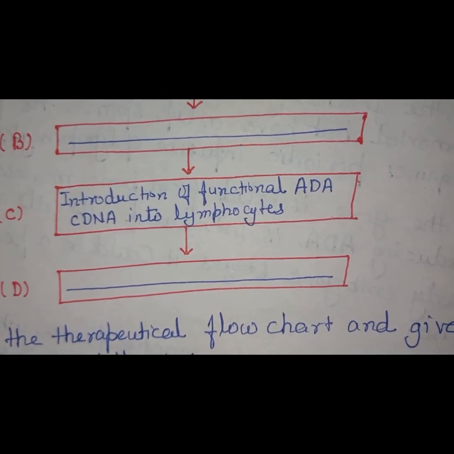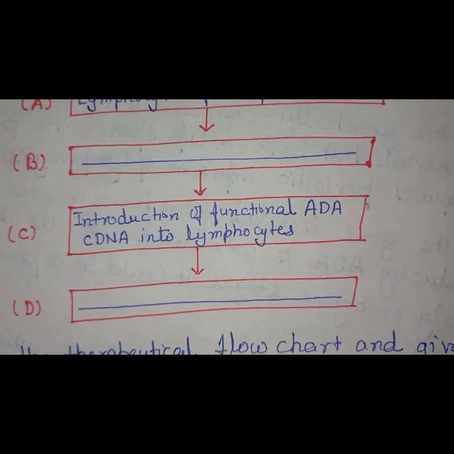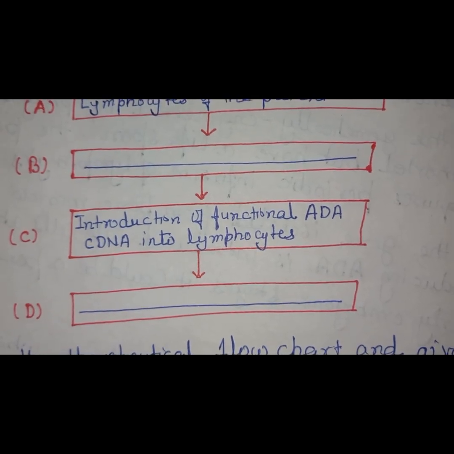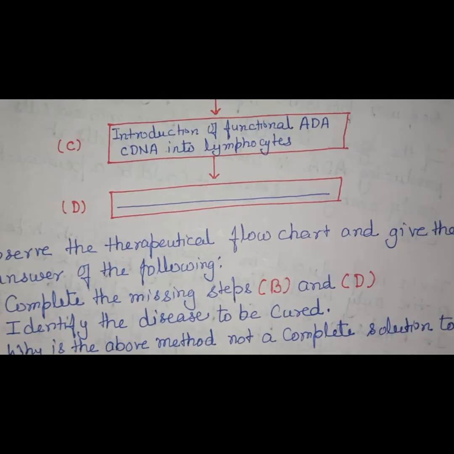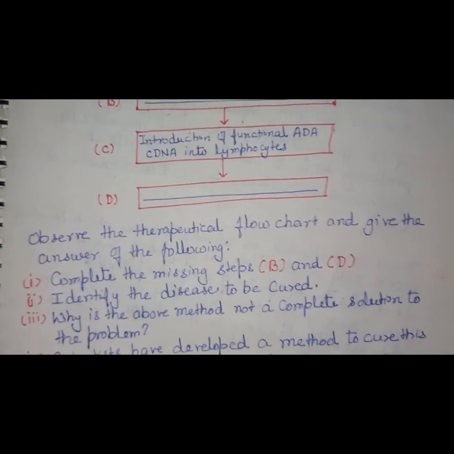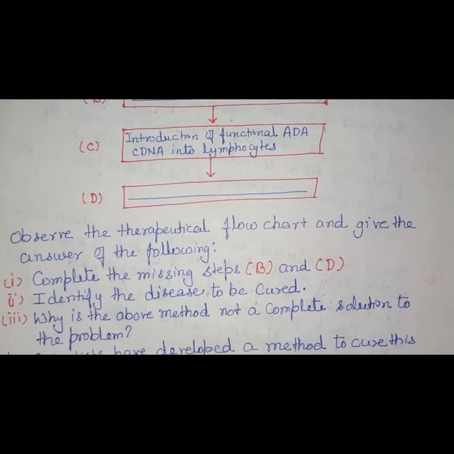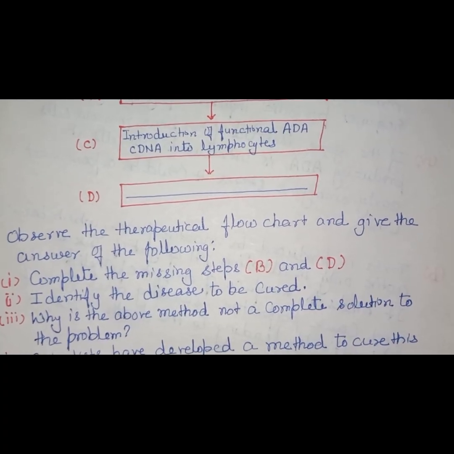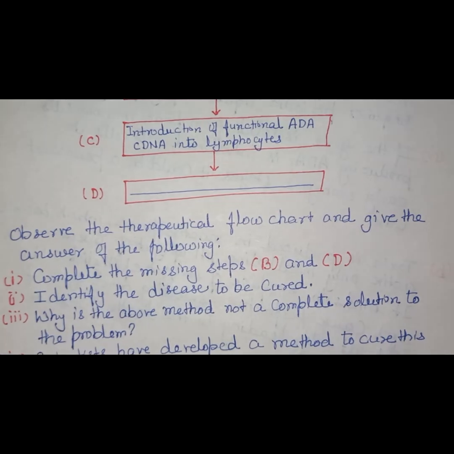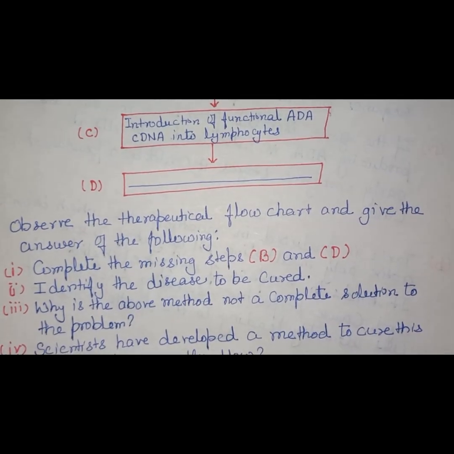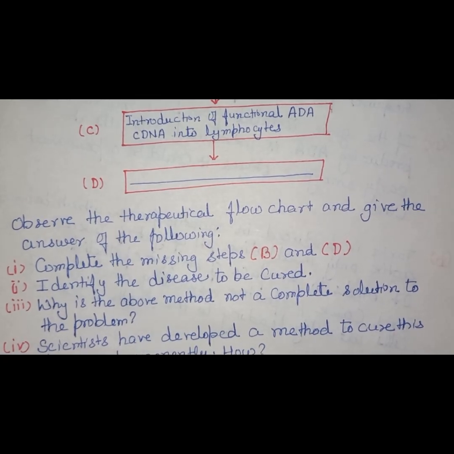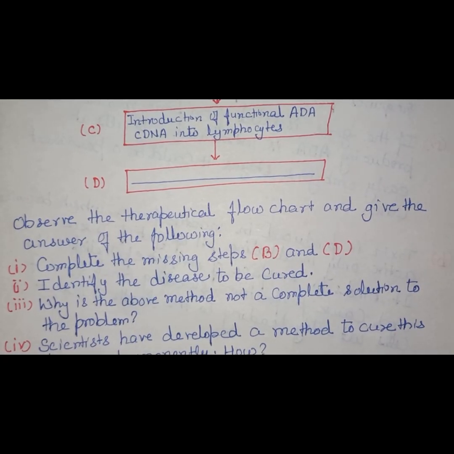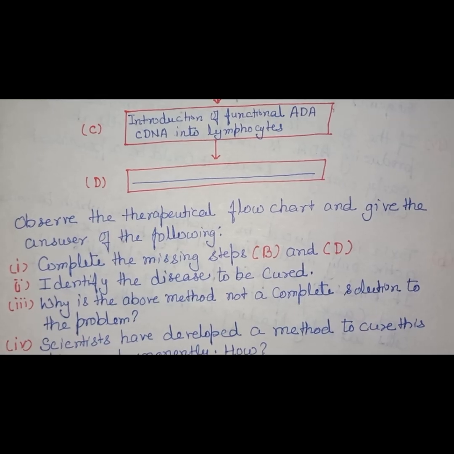As you already know, in one of the questions, this may ask about B and D. So go through the questions. You have to observe the flow chart and give the answer. Actually, the first question is to complete the missing steps B and D. The second part, identify the disease to be cured. So we have to complete the first part, B and D, then we can understand the identification of this disease.